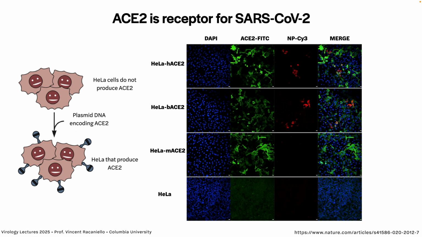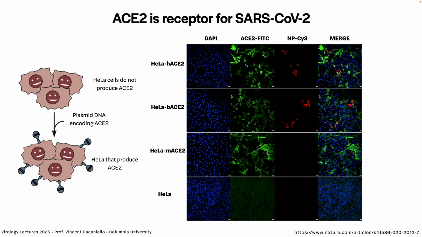So the same authors whose work we've been following did this experiment. They take HeLa cells, which do not produce ACE2, and they put in HeLa cells a plasmid encoding ACE2. So they do that. They use human ACE2. They use bat ACE2, that's the B, and they use mouse ACE2. And then they infect them with the virus that they've recovered from the patient.